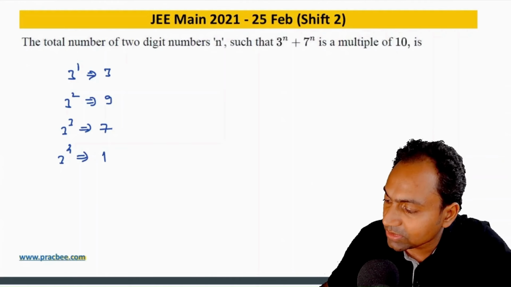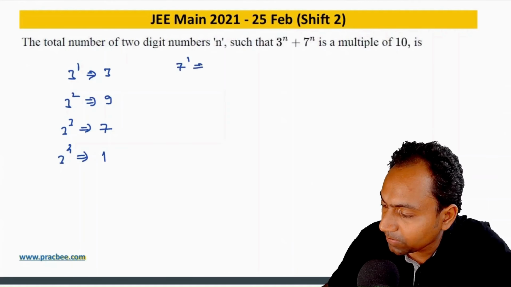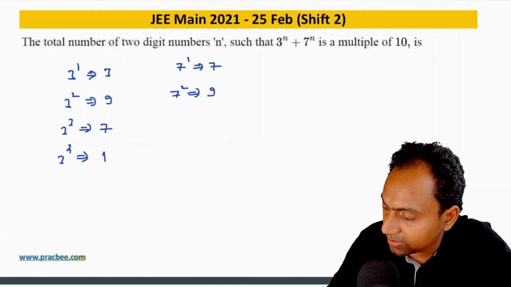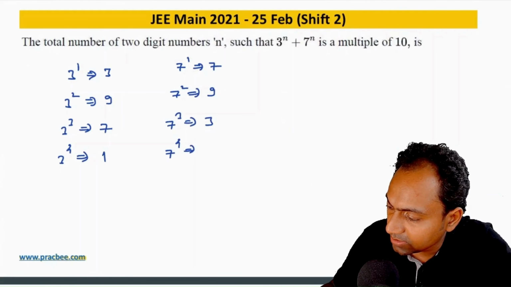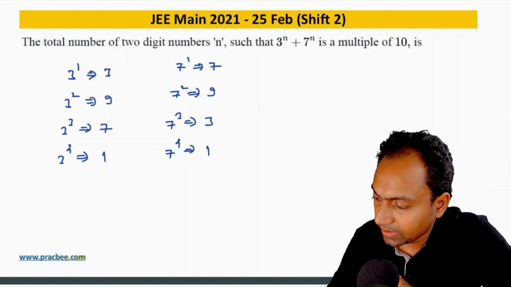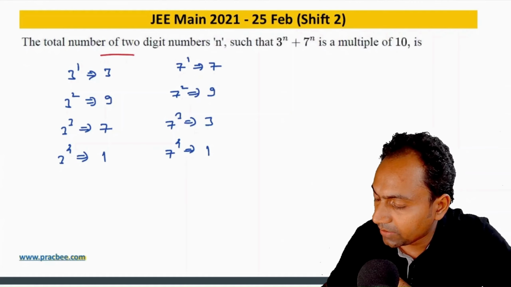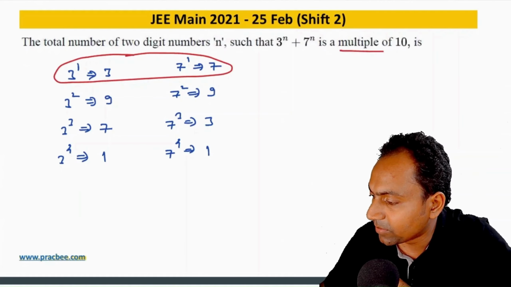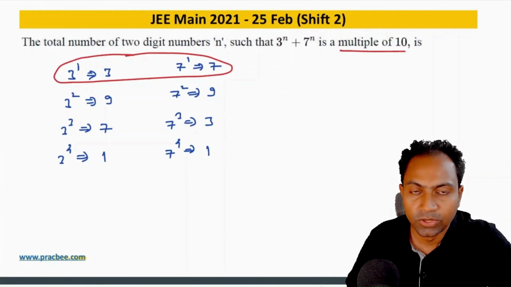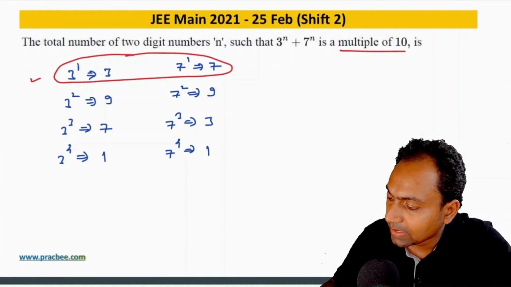Now, if I do the same thing for 7, 7 raised to the power 1 comes out to be 7. 7 raised to the power 2 will come out to be 49, so 9. 7 raised to the power 3, if you multiply it by 7 again, will come out to be 3. And for 7 raised to the power 4, the last digit will come out to be 1. So now what they're saying is, if I take this number and add this number, what will happen to the units place, because divisible by or multiple of 10 would mean the last digit needs to be 0. So that can happen in this first case and in this third case.